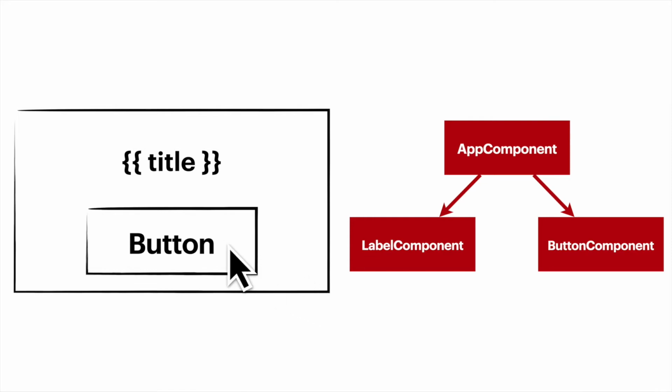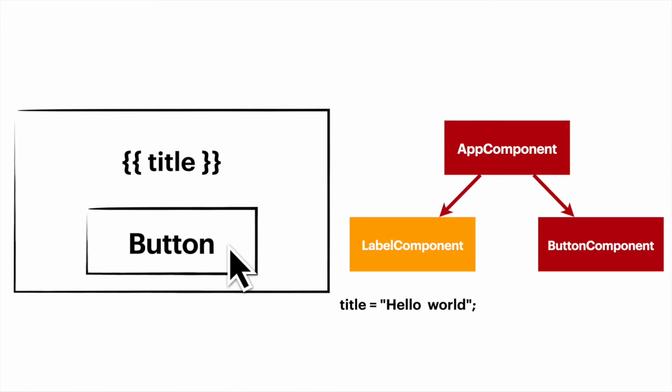This means that it will traverse the component tree and check if any of the bindings in any of the components there have changed. First, Angular will visit the app component. We don't have any bindings there. Next, Angular will visit the label component. Here we have a single binding to the title property.